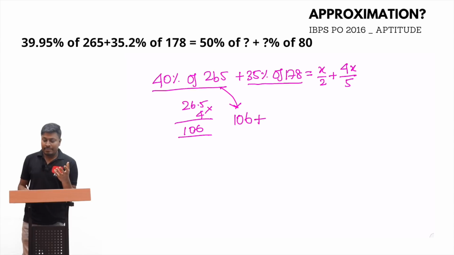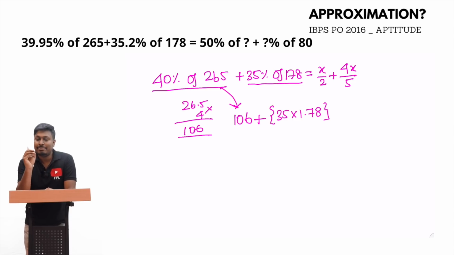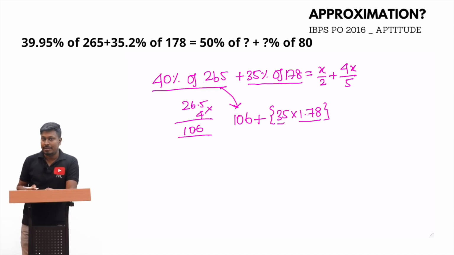So plus, now 35% of 178. Finding 35%, what I can do here is, 35% can be written as 35 by 100 into 178, right? So 178 by 100 will be 1.78. Just see, approximately I am writing this as 35 into 1.78. Because 35% can be written as 35 by 100, and 178 divided by 100 I am writing as 1.78. Now we know that 35 into 2 is 70, but here it is 35 into 1 point something. So definitely it will be below 70. So we can take it as 62.